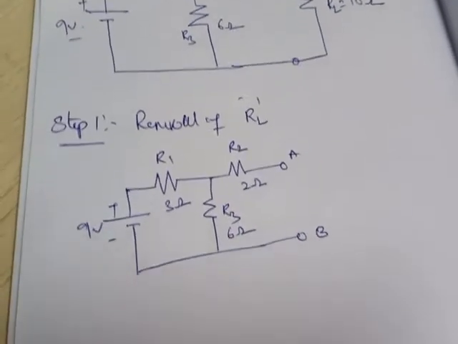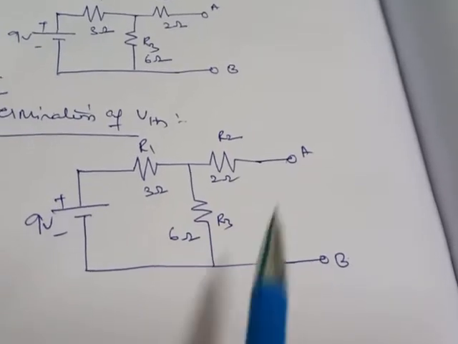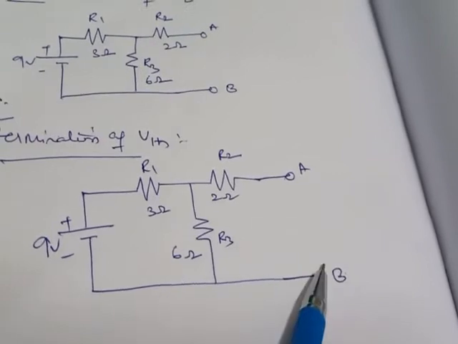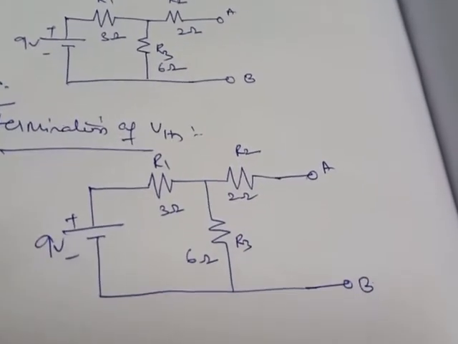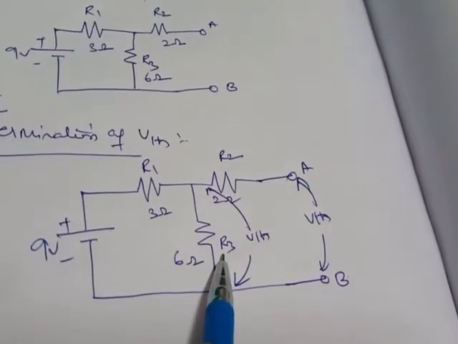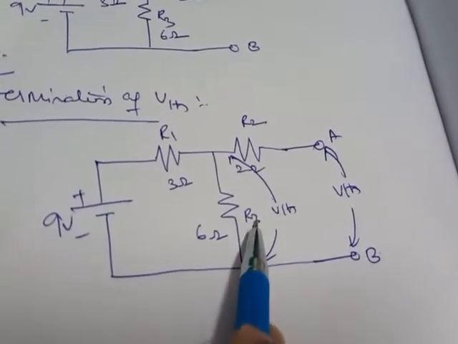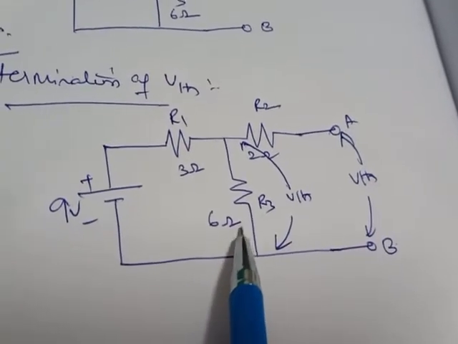So what is your step 2? You need to find out VThevenin. So determination of VThevenin. VThevenin is nothing but the Thevenin's voltage between terminals A and B. That is VOC. So across this A and B we need to find out VThevenin, that is, the Thevenin's voltage across the R3 resistor. You already know the formula, V equals I into R. R3 value is already there. What is the other term we need to get? The current flowing in this 6 ohm resistor.